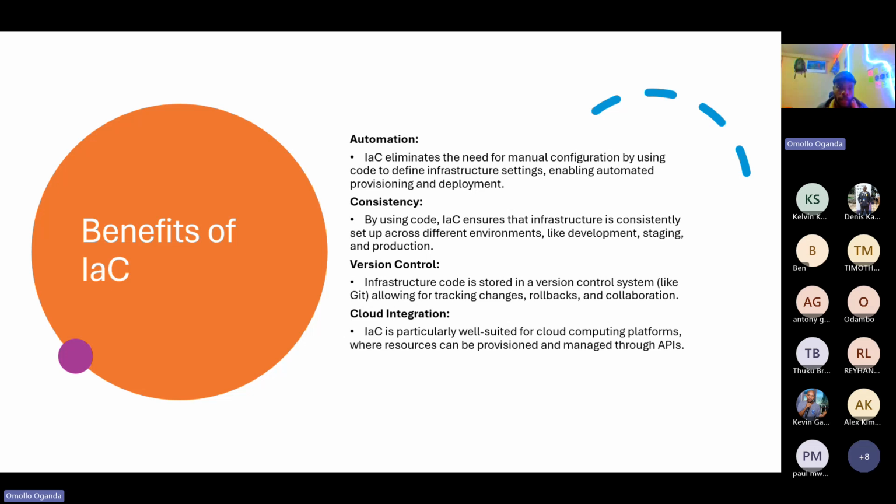Then version control. Infrastructure as code is stored in a version control system like Git, allowing for tracking of changes, rollbacks, and collaborations. That is self-explanatory. You can version your IaC code so that you know that you can roll back to a previous version when the new version isn't working consistently or as you expect. Or if you have new deployments, you can just add them on top of that configuration file. And the next time you deploy, we'll have the new cloud environment with the updated infrastructure.